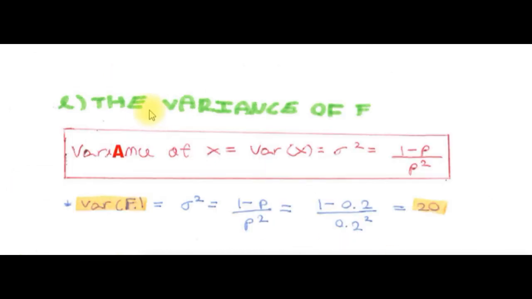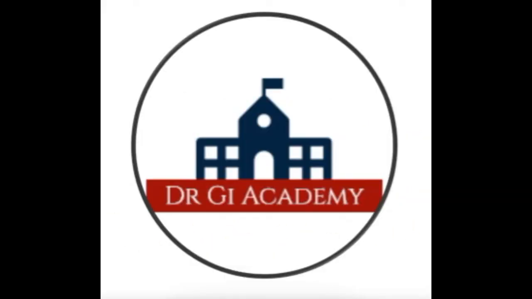Finally, E tells us to find the variance of F by using the formula marked in red that states that whenever we want to know the variance of x, in this case F, that is distributed with a geometric distribution, we can find out by dividing 1 minus p by p squared. Hence, 1 minus 0.2 divided by 0.2 squared equals 20, which is the variance of F.